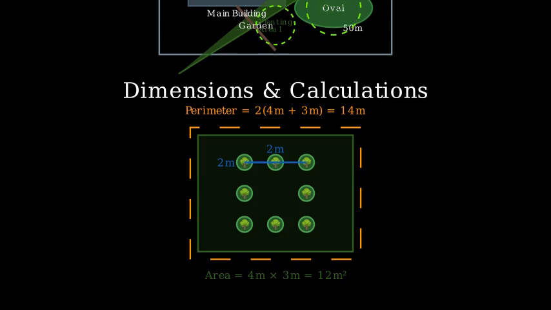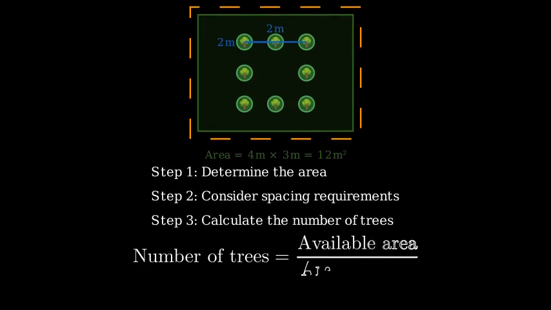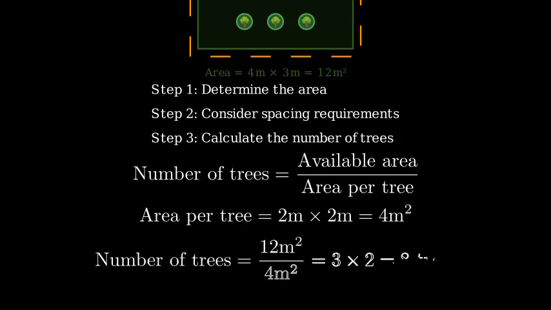Using these measurements, students can calculate how many trees they need for their project. For example, if each tree requires 2 meters of spacing in all directions and the available area is 12 square meters, they can fit approximately 8 trees, as shown in our diagram.